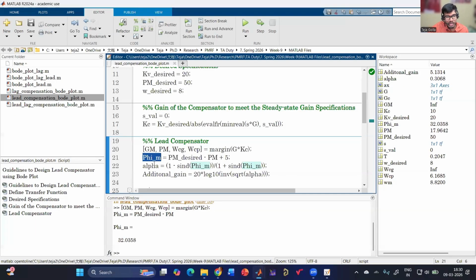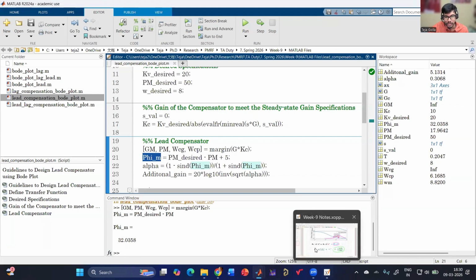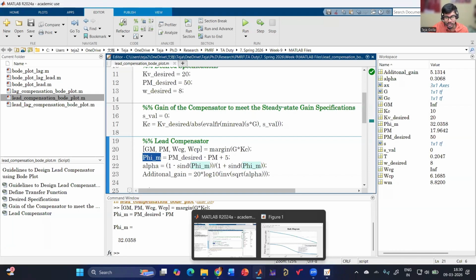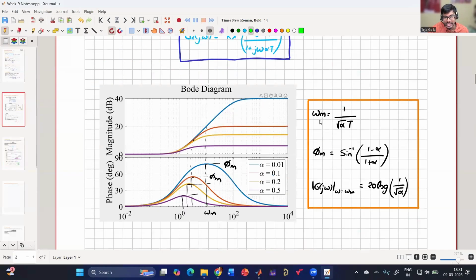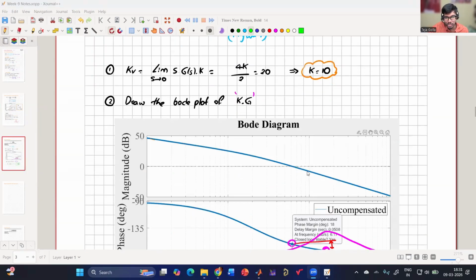Okay, once we do this, how much additional gain am I going to need? Because if you see, let us come back to this. At this phi m, I will be getting an additional gain as well, right? But that gain should be added with the negative gain of this plant, so that overall the gain will become zero.